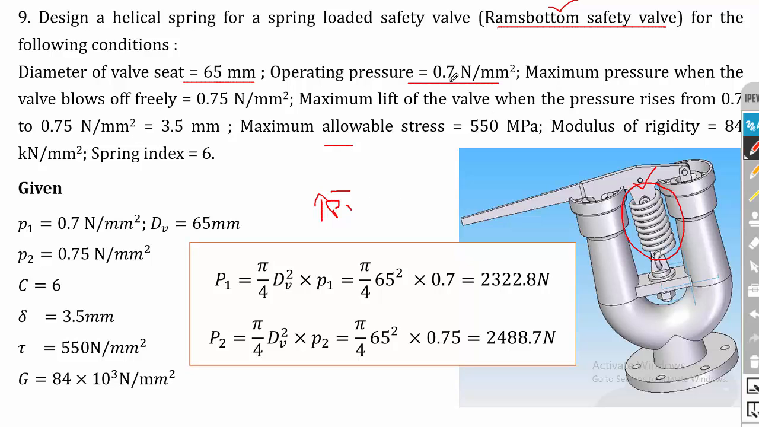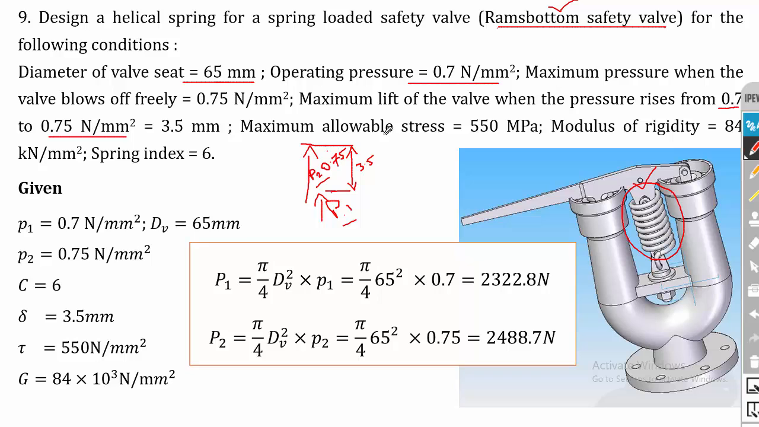Okay. So once after reaching the 0.7 Newton per mm square, what will happen is the valve starts to blow off. So after reaching a high pressure of 0.75, the valve is completely opened. Remember that the valve starts to open at a pressure of P1 and it is completely open at P2. The maximum lift of the valve when the pressure rises from 0.7 to 0.75 Newton per mm square is 3.5 mm. So this lift from 0.7 to 0.75 is 3.5 mm.